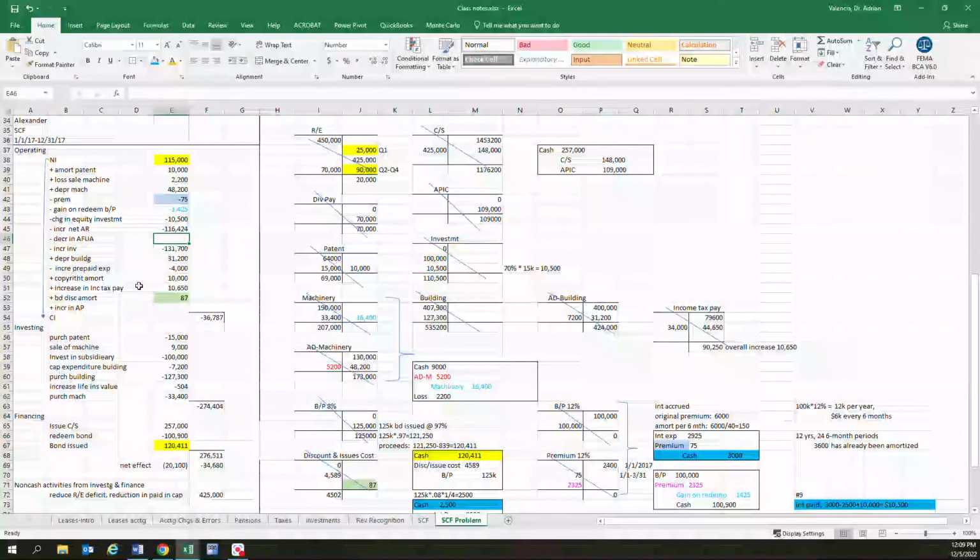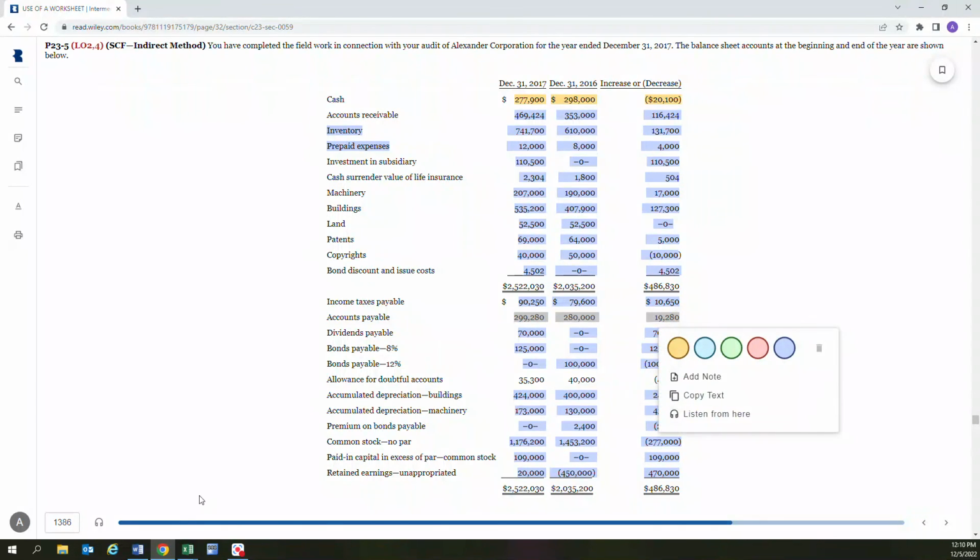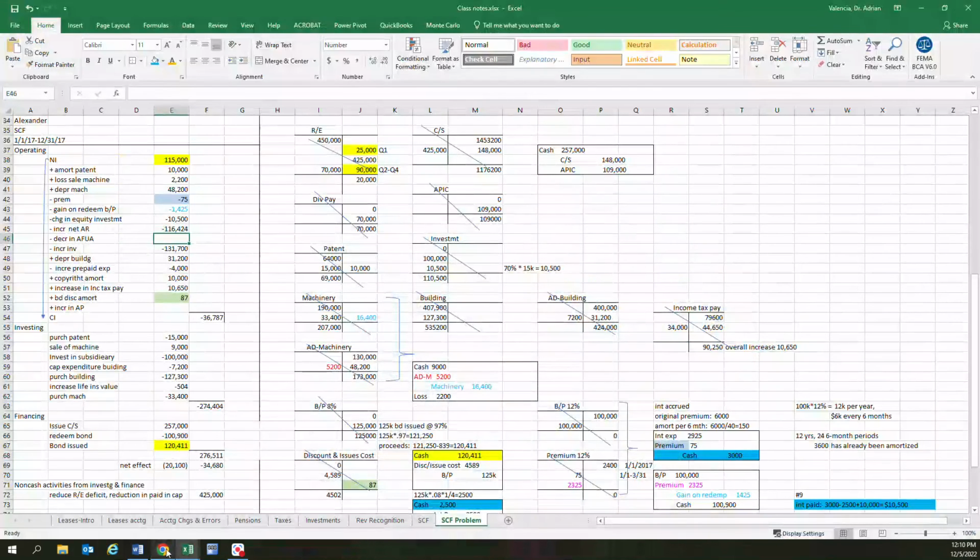And then finally, we should have allowance for uncollectible accounts as the last thing. Oh, we haven't done accounts payable. So accounts payable went up 19,280. Let's go ahead and do that. That's 19,280.